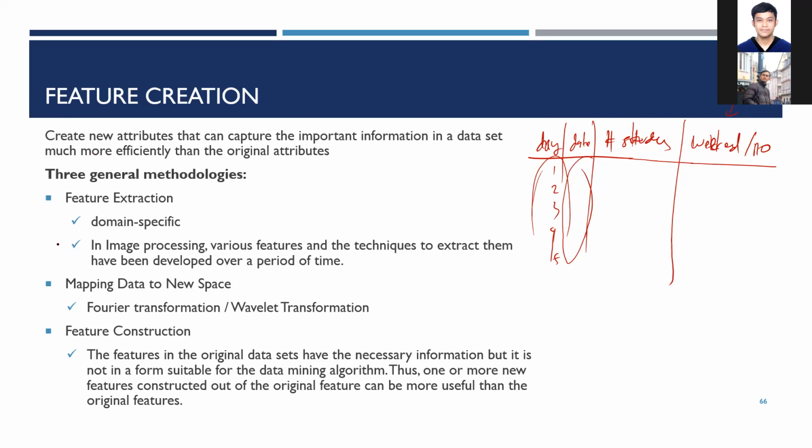There are three general methodologies for feature creation. First is feature extraction, which needs domain specification, like this one, for example. How do I know that I need to add one feature, whether it has class or not, weekend or weekday? Because I work in a school, so I know the behavior of the students. So I know what kind of features should be added into the data, because in that case I am the domain expert.